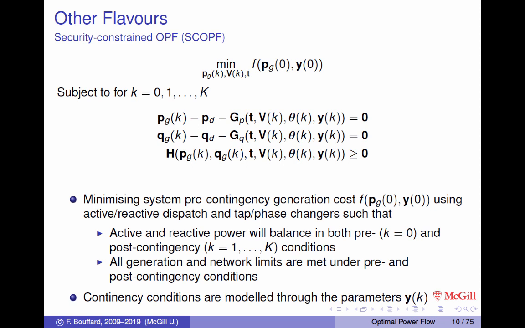And what this entails is that all limits under both pre and post contingency conditions need to be satisfied. And regarding the contingency conditions, it is very important to see that the parameter y is also indexed by the contingency or the scenario index k to represent the actual state and parameters associated with the operation of the power system in that particular state.